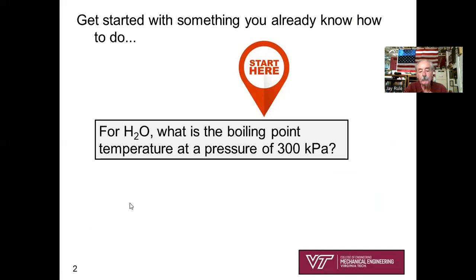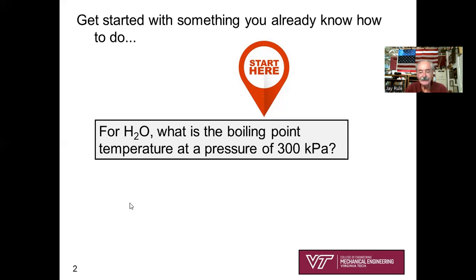What's the boiling point of water when the pressure is 300 kPa? Now, off the top of your head, you're pretty good. You could say, I know the boiling point at 100 kPa, but what if you've got a piston and cylinder and the pressure inside that piston and cylinder containing water is 300 kPa? What would the boiling point be there?